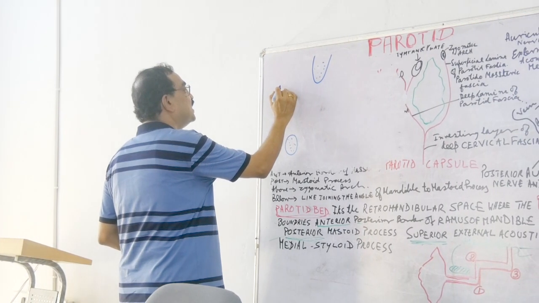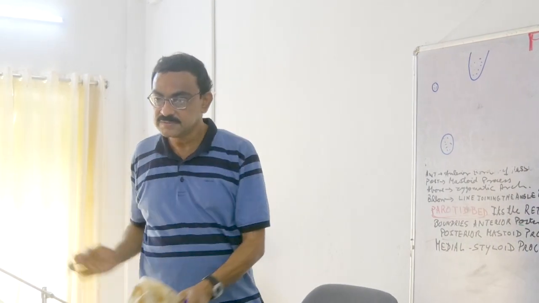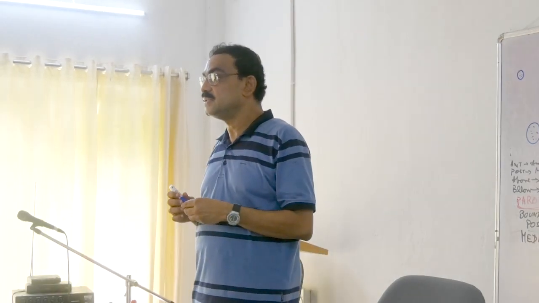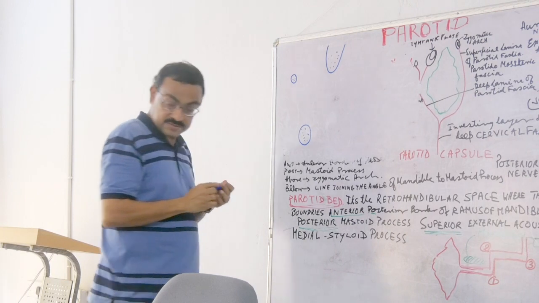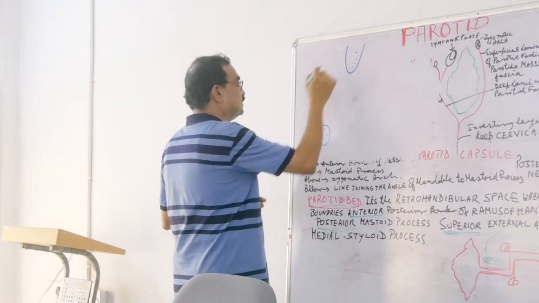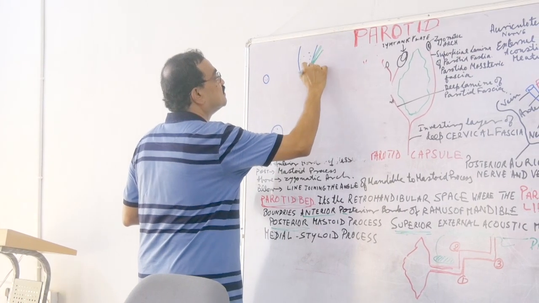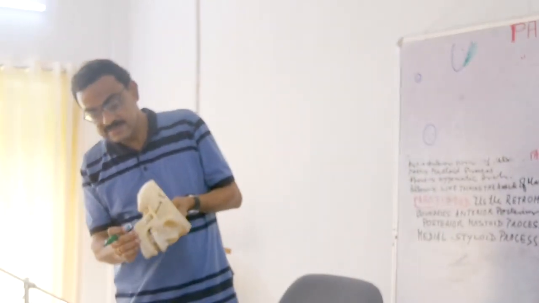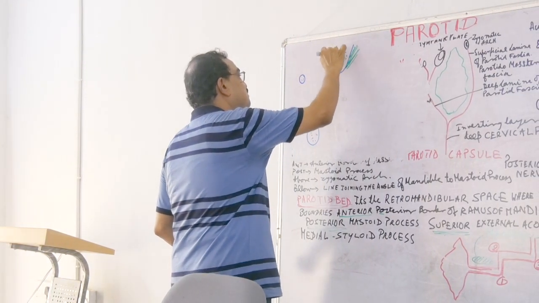And medially there is another process, the styloid process. If we take a horizontal section, we can appreciate these bones. And now, first, there are two muscles, one on the outer side, and one inside. We can see the medial pterygoid muscle here.